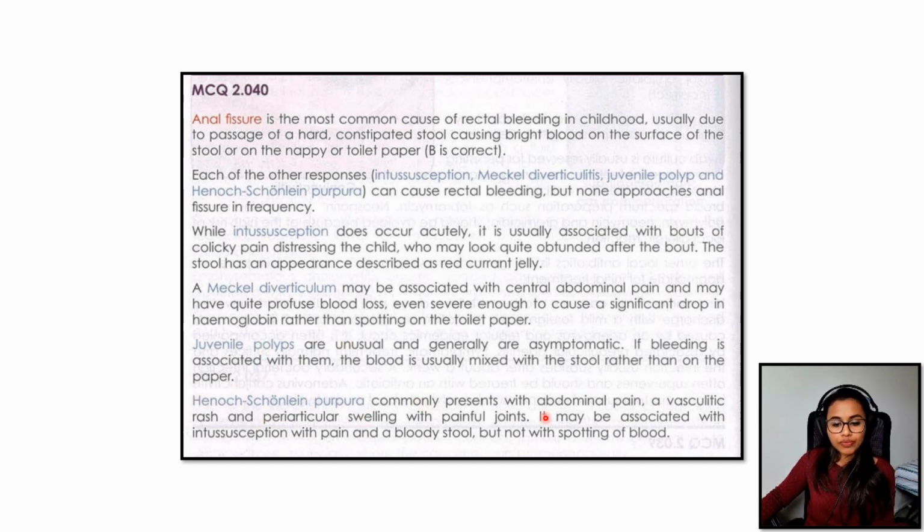Now, what about HSP? HSP presents with abdominal pain, the vasculitic rash, the periarticular swelling, and the painful joints of arthritis, and it may be associated with intussusception as a complication. In that case, again, you can have pain, you can have bloody stool, but it's not spotting. It's not per se a painful defecation. You will have a lot of other features also to be mentioned. So that's how we come to this particular diagnosis of anal fissure.